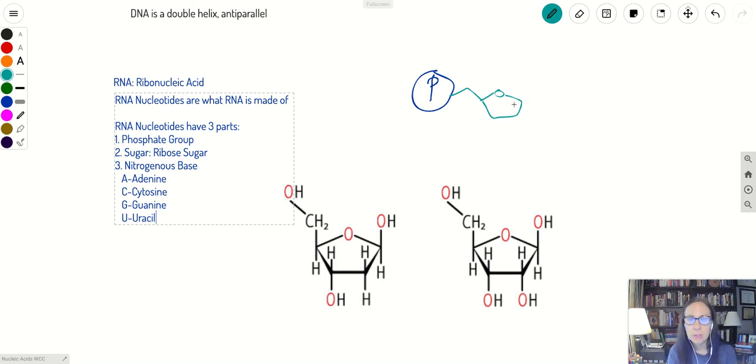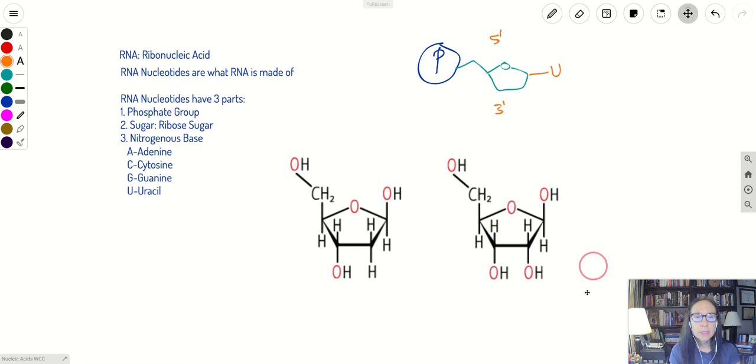The nitrogenous base is always attached to the 1st carbon in the ribose sugar. So I'm going to put it here, and I'm going to put a U for the nitrogenous base for the example. Similarly to the DNA nucleotide, the top is a 5' and the bottom is a 3'. That's because this is the 3rd carbon and this is the 5th carbon. So that's where those names come from.